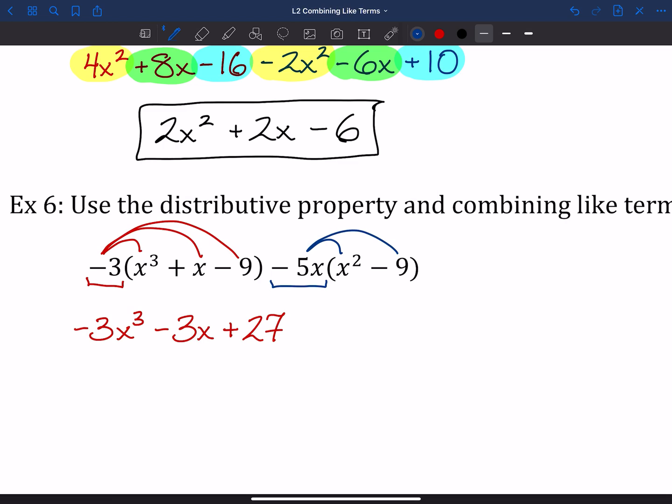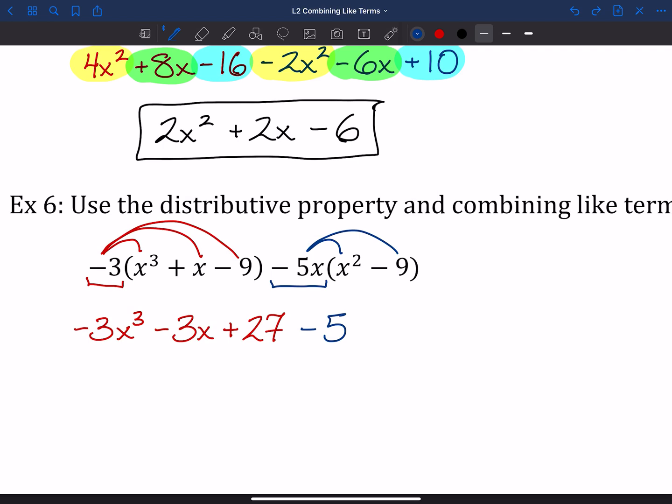Then the blue is where it gets a little trickier. It's pulling some stuff that we worked on last time. We have negative 5x times x squared. All right, so the negative 5 is just kind of doing its own thing. It's negative 5 times, again, that invisible 1 that's hanging out, so it just stays negative 5. And then x times x squared.